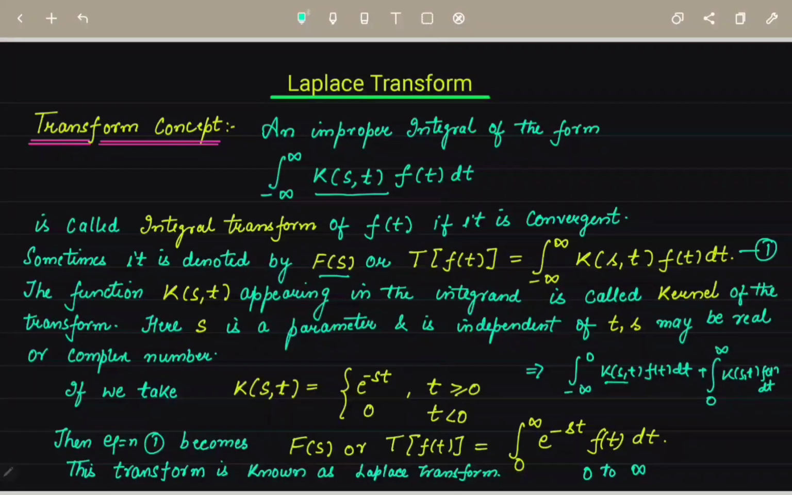We know that when the kernel is equal to 0, this whole integral tends to 0, which is the case when t is less than 0. Similarly, when we take the value of the kernel equal to e raised to the power minus st, we get the integral from 0 to infinity of e raised to the power minus st f(t) dt. This integral is known as the Laplace transform.